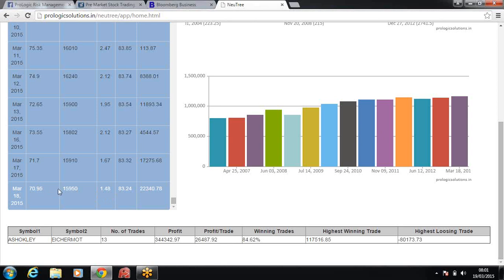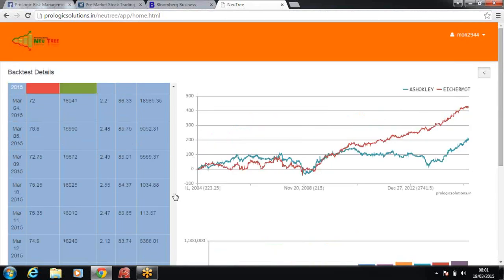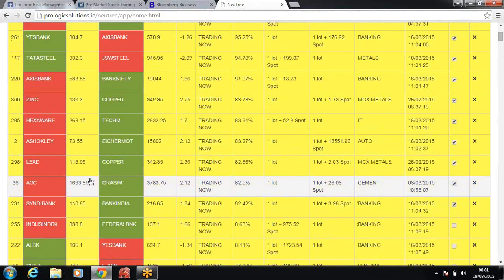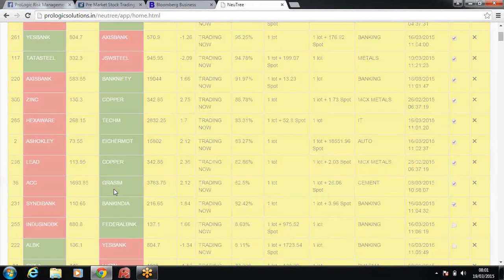Ashok Leyland. We already have a sell call in Ashok Leyland from our trading tree charts. In case this falls, then definitely this can turn to something like 35,000 rupees within no time. So you know the winning trades in this is 84%. So I will ignore this lead and copper. See, and Grasim, I think the trade is already closed.